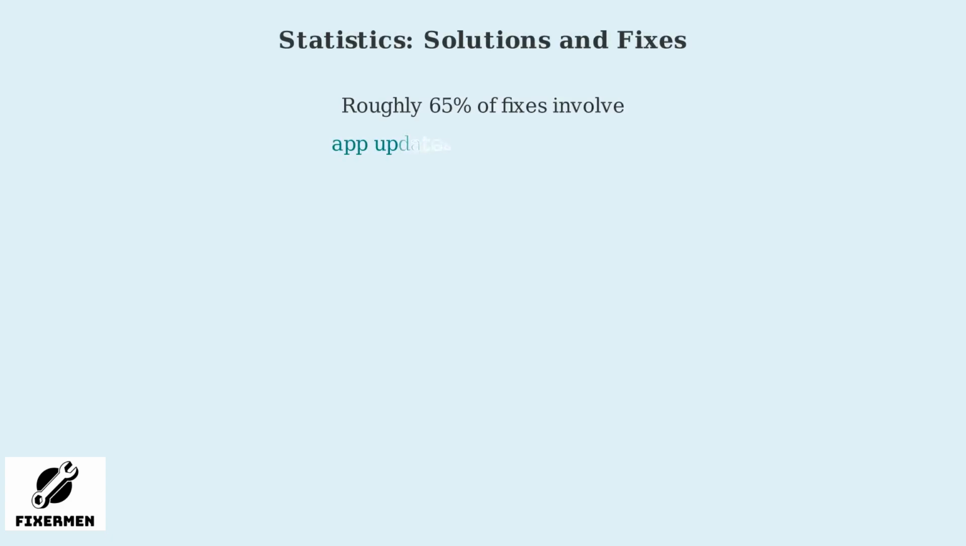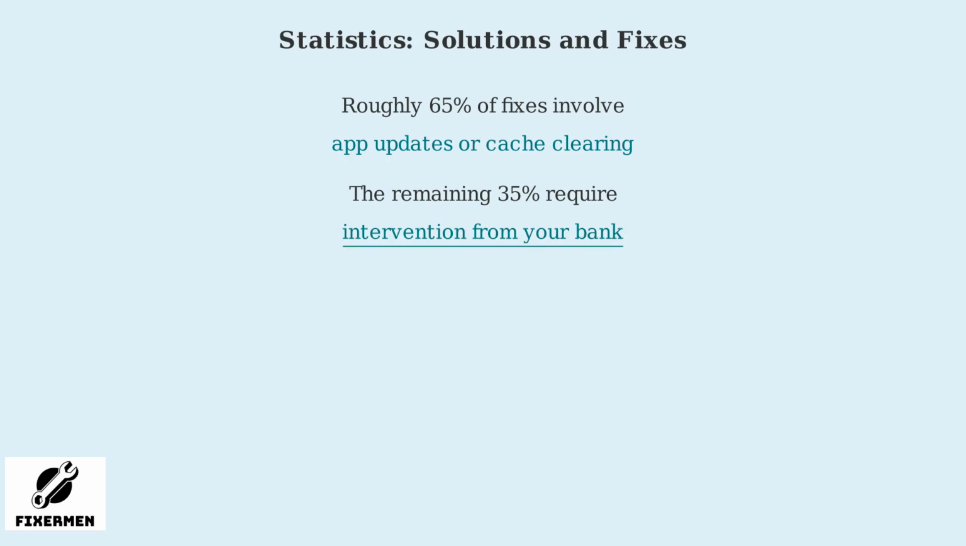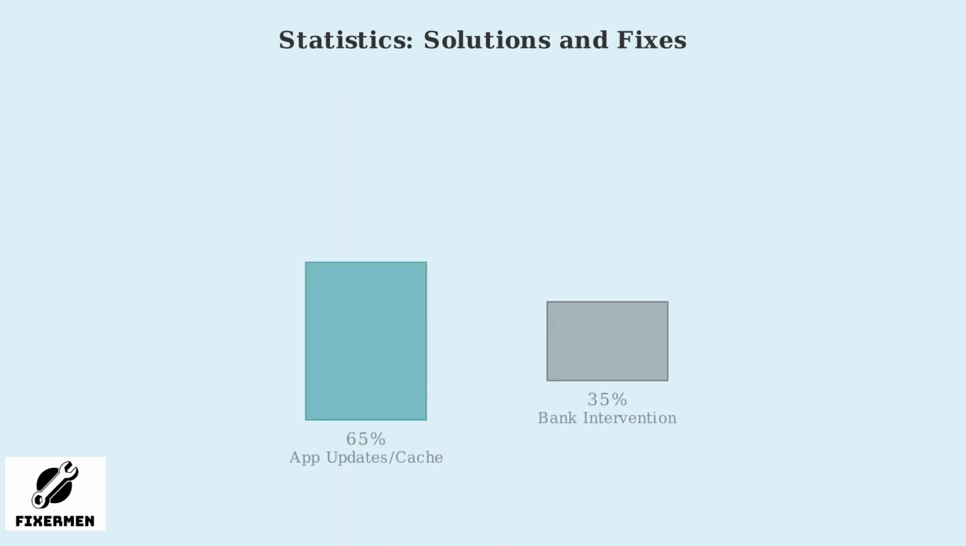Looking at the statistics on solutions and fixes, roughly 65% of Cash App bank linking issues are resolved through simple steps like app updates or clearing the cache. The remaining 35% of fixes typically require direct intervention from your bank to address account restrictions or verification issues. This breakdown shows that most problems can be solved with basic troubleshooting, while fewer cases need bank assistance.